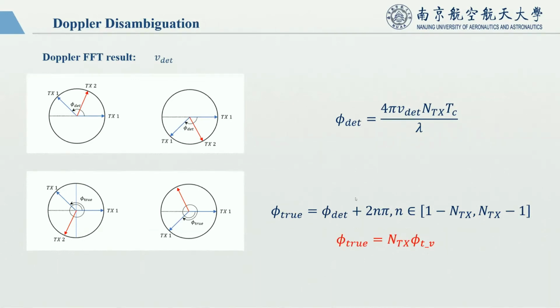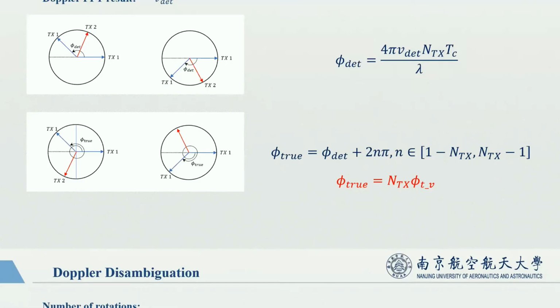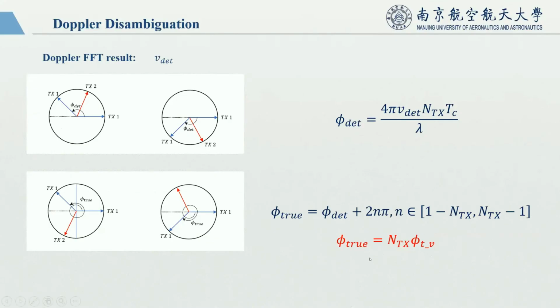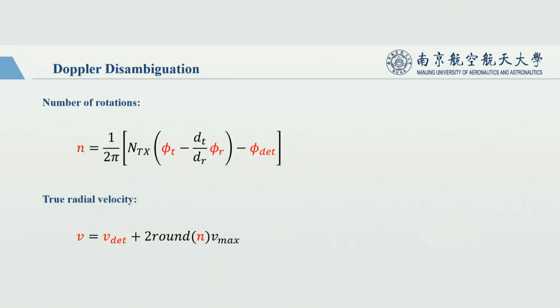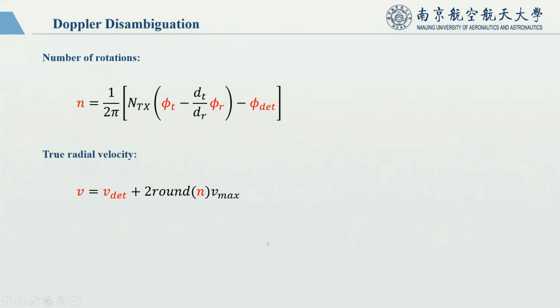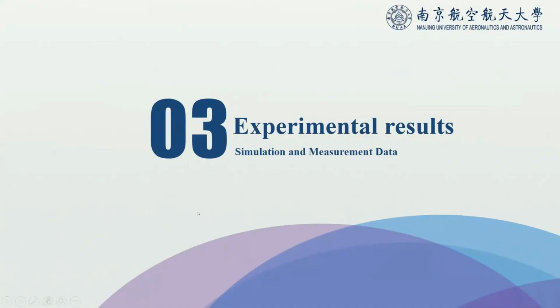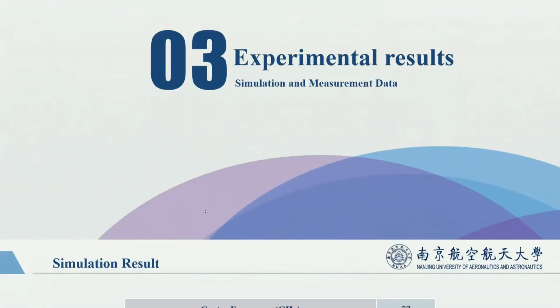Also, this value can be obtained from this derivation. With a combination of this, the number of rotations of phase change can be calculated. Once we get the number of rotations, the true velocity can be obtained from this formula. Then we move to the next part.